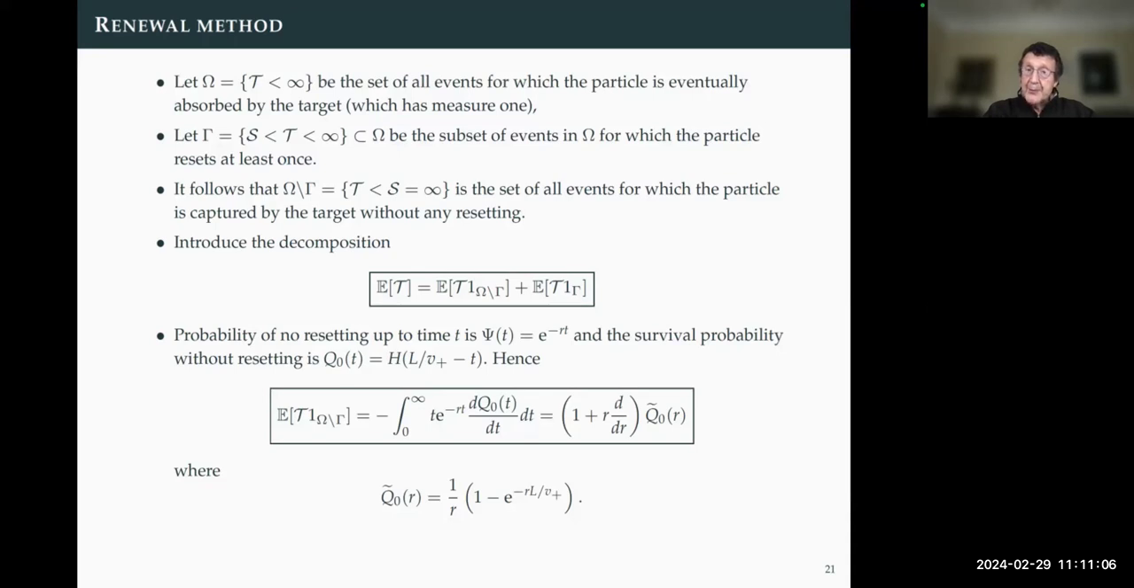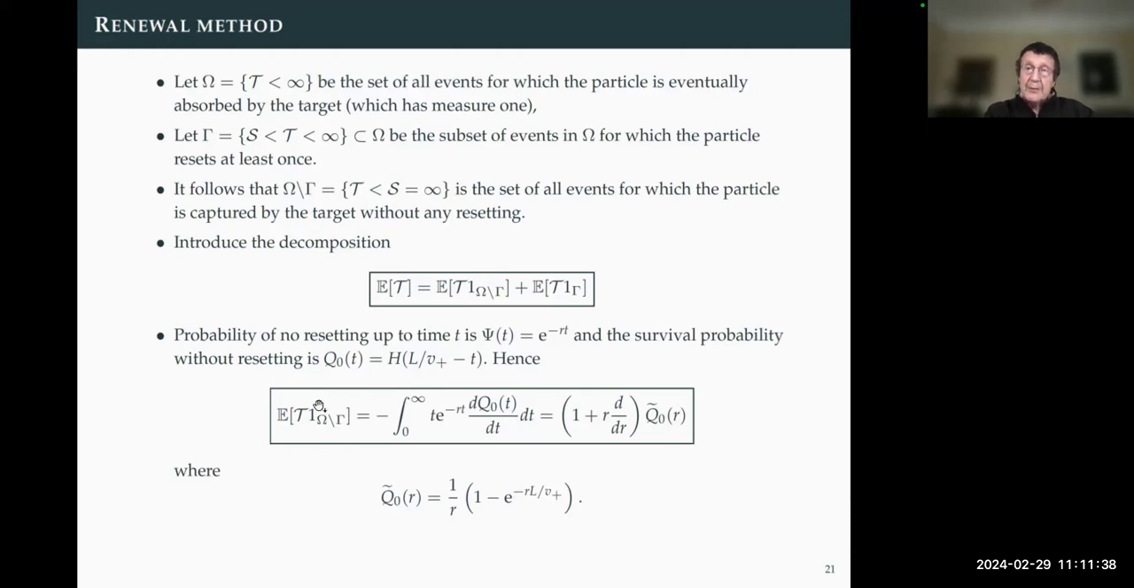And the way this method works is that you decompose the mean first passage time into 2 cases. Either the mean first passage time, given that I don't reset at all, or the mean first passage time when I do reset at least once. The first case can be analyzed directly. Because of time constraints, I won't go through all the details. It's in my papers, and I can send someone the talk if they're interested.